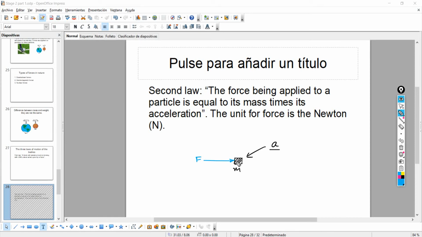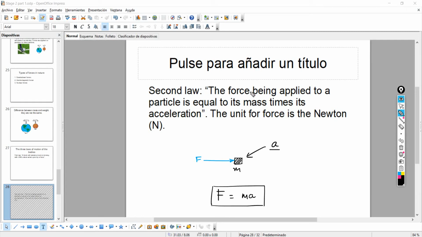Whenever you see that something has an acceleration, that means that there is a force being applied on such an object. Now, how do I find this force F, the magnitude of that force? Well, this second law provides me the rule. It says the force being applied to a particle is equal to its mass times its acceleration. And since the acceleration of this particle is a, then it would be like that: force equals mass times acceleration. This is the second law of motion, guys.